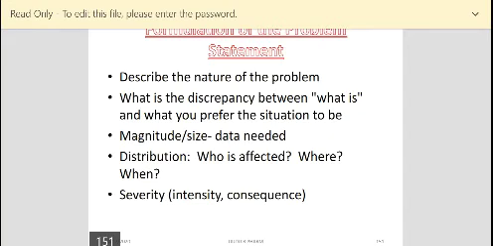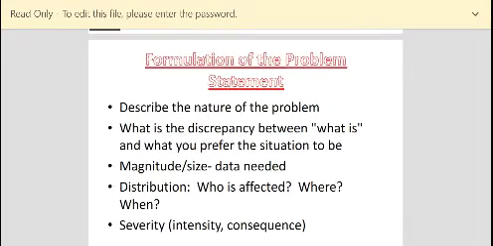Then the magnitude and size of data needed. Then distribution: who is affected, where and when, to which extent. Then we come to severity, intensity and consequences. I think we get the point here on the formulation of the problem statement.